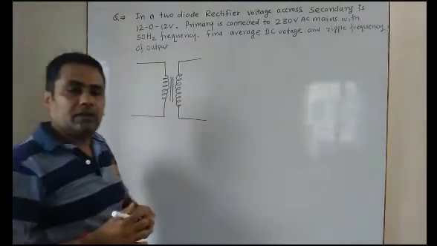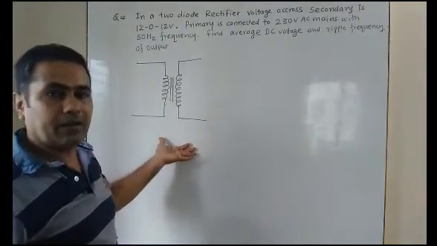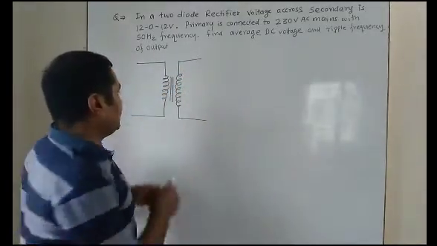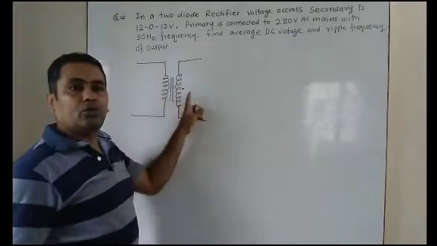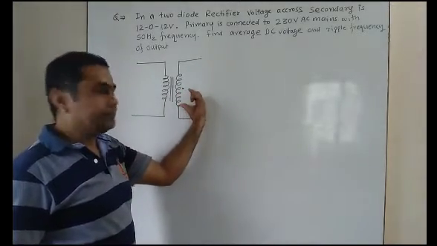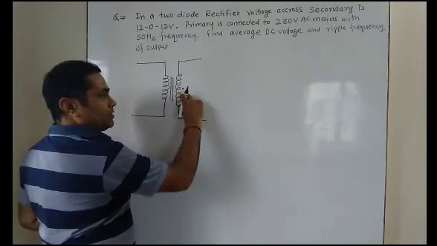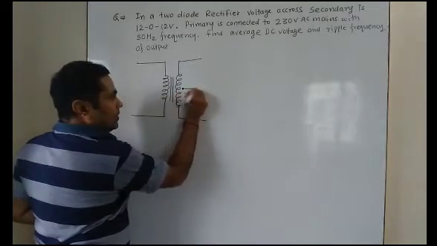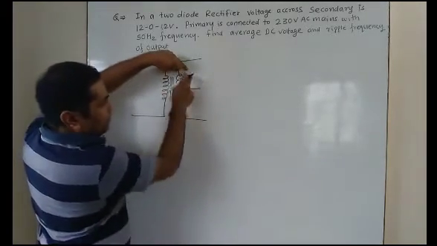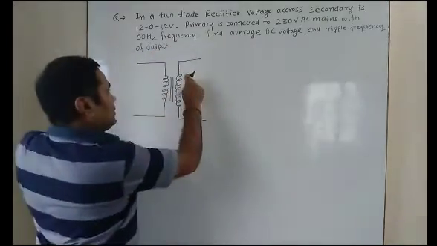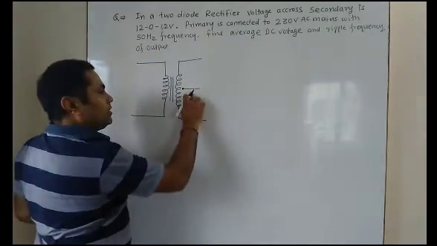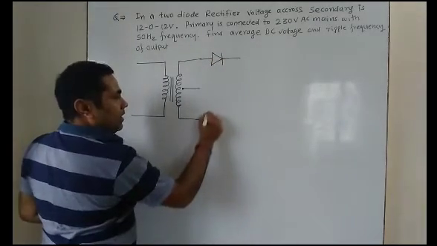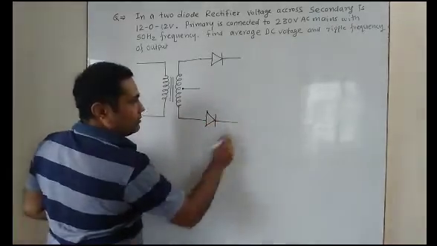In a 2-diode rectifier, that means in a center tap transformer rectifier, the transformer's secondary is divided into two equal coils. So here this is the upper coil and this is the lower coil. A tapping is there so that this will divide into equal parts. So this will be the upper part and this will be the lower part.